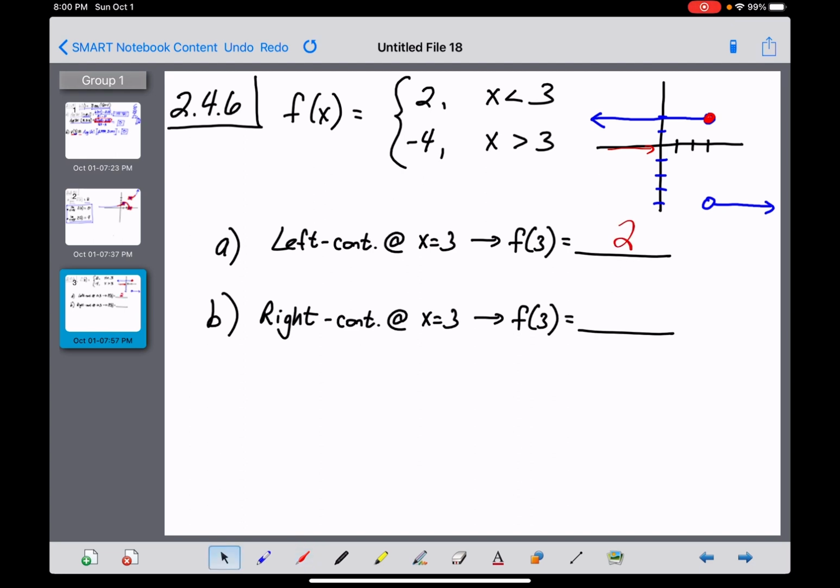And then, if we wanted it to be right continuous at 3, we would just have the exact opposite thing going on. The value of f of 3 would need to equal our limit as x approaches 3 from the right, which is going to be -4. So -4 would have to go there for this function to be right continuous at 3. And that's all they were looking for here for number 6.